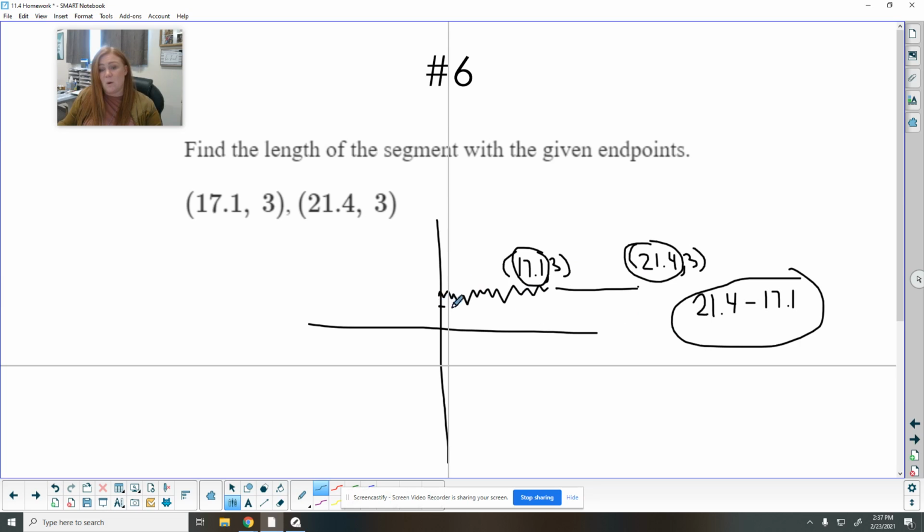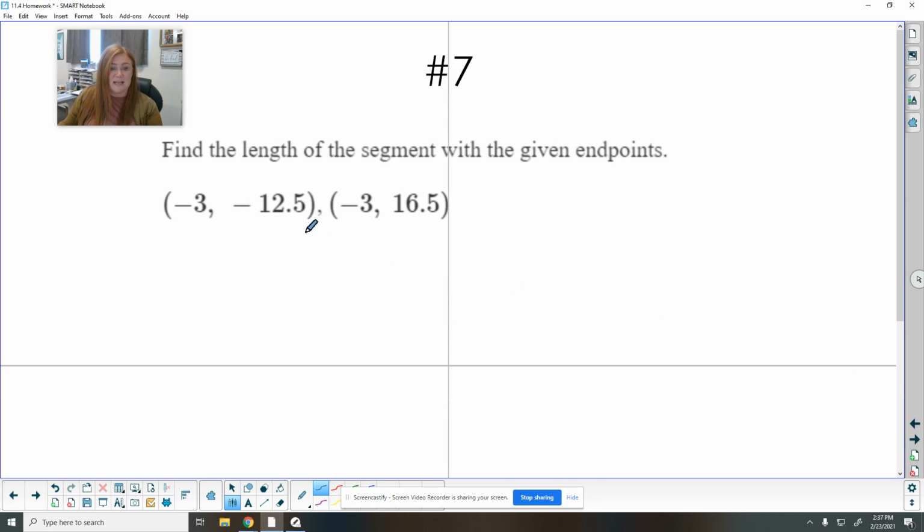So it's like we had this whole entire line segment all the way to 21.4. But until we get to 17.1, it's like this doesn't exist. So we've got to take that part away. What are we left with? We'll find that when we subtract. Number 7, again, is another length with these endpoints. So draw our grid here.